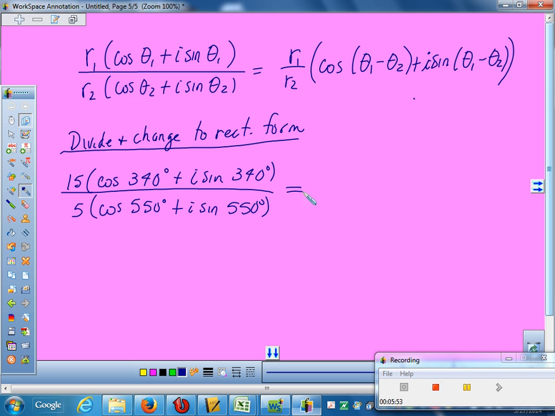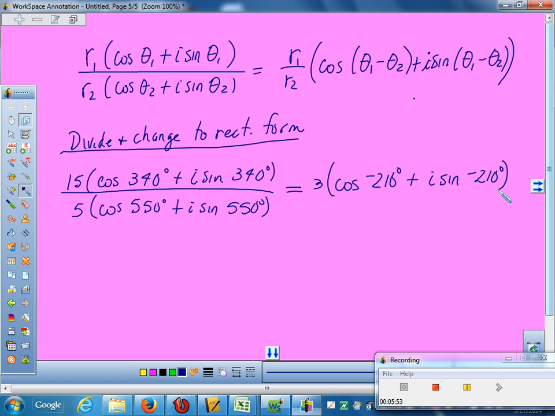Okay, so what's the rule say when I divide that? What do I do with the front numbers? Divide them. So 15 divided by 5, we get 3. What do I do with the angles? We subtract them. Okay, and you have to do top minus bottom, so you will get a negative here. So that will give you cosine of negative 210 plus i sine of negative 210.